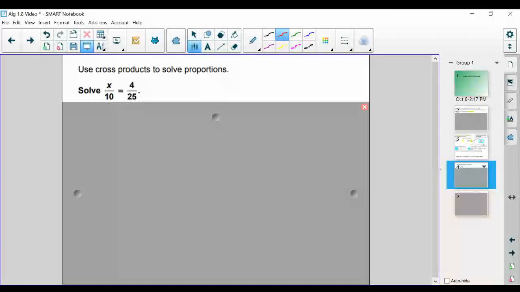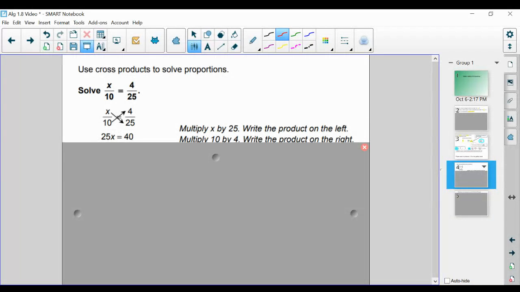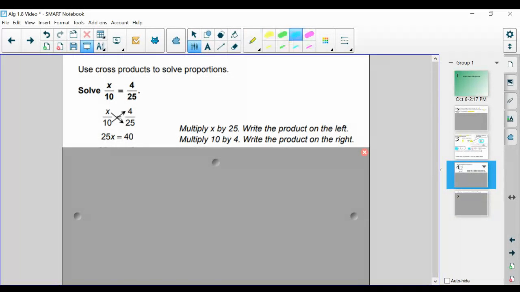And we can use what's called the cross product. So we're going to multiply across. So we're going to multiply up to the left and up to the right. So we get x times 25, which is 25x, and 10 times 4, which is 40. Again, if you need me to highlight that for you, we went x to 25 to give us 25x. We went 10 to 4 to give us 40, because we use the cross product.